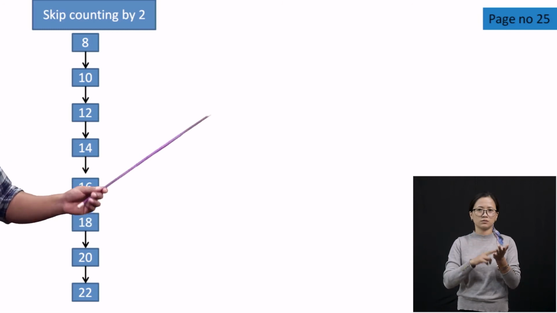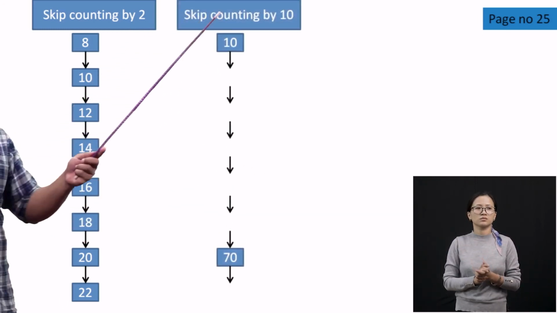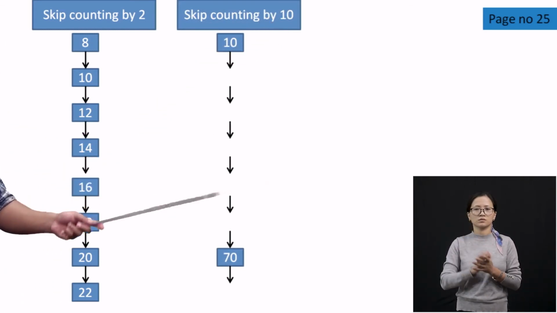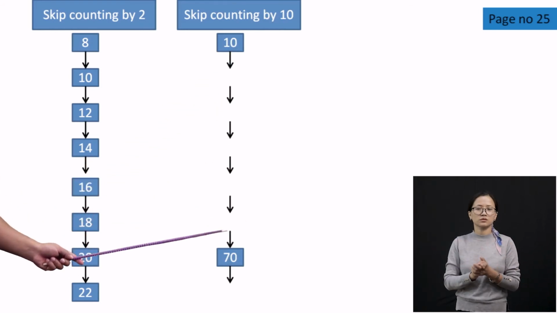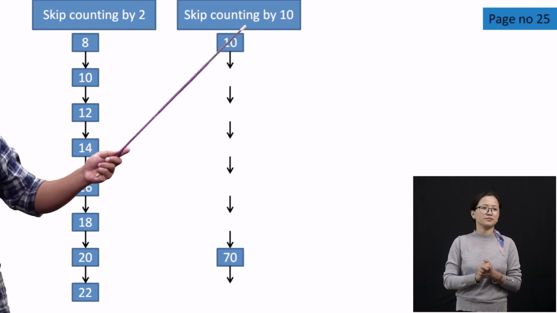All right? Similarly, in the next question, skip counting by 10. So we have the number 10 here and another number 70 here. So we have to fill up the remaining gaps. All right? So if you skip count by 10, you will add 10.